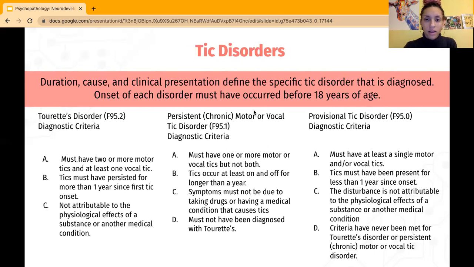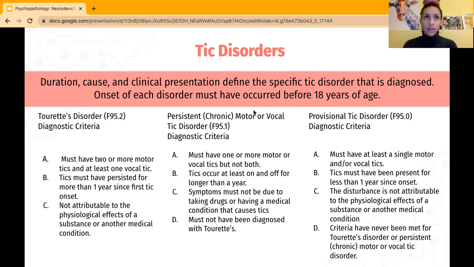So the last set of disorders we'll look at within motor disorders are tic disorders. And what really specifies the difference in diagnosis between these disorders is the duration, cause, and clinical presentation of the individual. So the three main tic disorders are Tourette's, persistent motor or vocal tic disorder, and provisional tic disorder. Other specified and unspecified tic disorders are also listed in the DSM-5 for individuals with symptoms that are characteristic of a tic disorder but do not meet the full criteria.